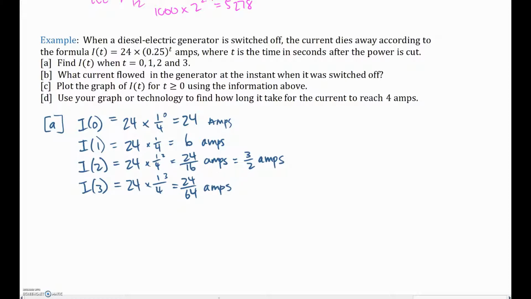Part B says, what was it when it was instantly turned off? Well, that was at I of 0, so that was 24 amps. So that's how much it had when I shut the power off on the generator.